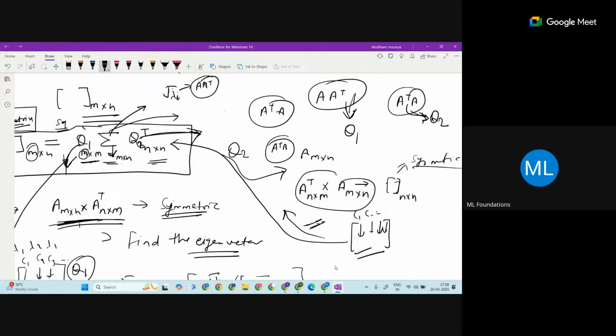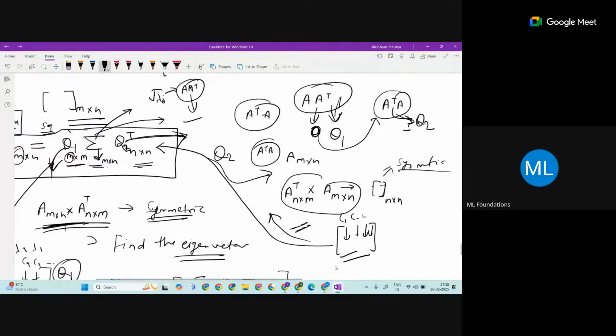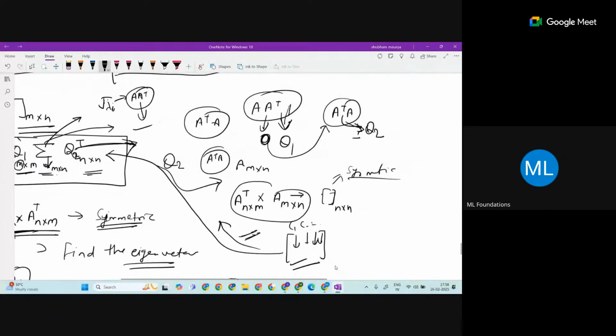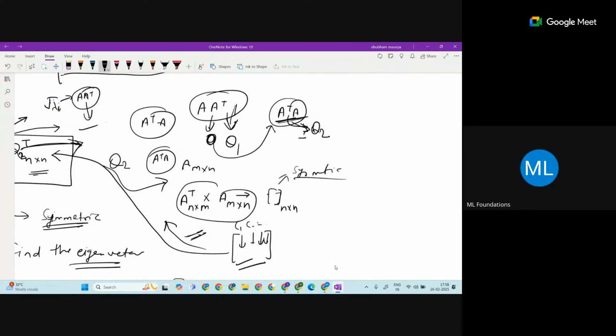But suppose the question is: the sum of the eigenvalues of this one, and the same for this one, is 0. So in that case, if the sum of the eigenvalues is 0, follow this method to find Q. But if you don't want to do this, then what is the next method? There is another method. What is that method?